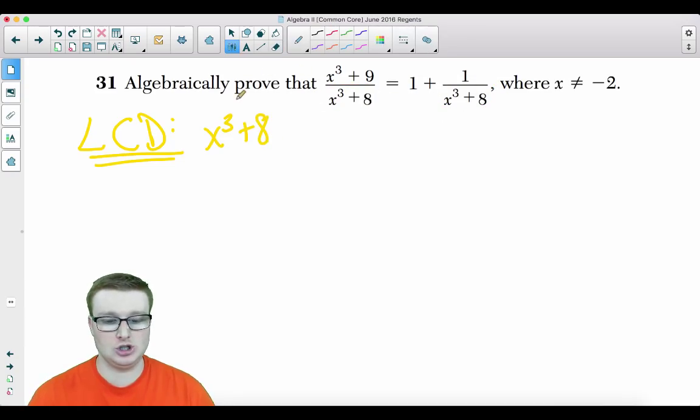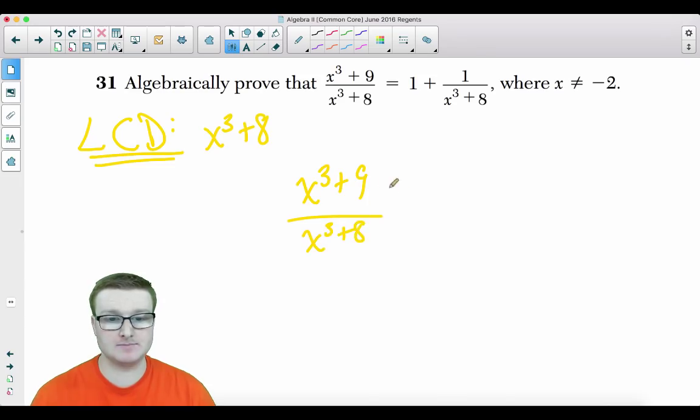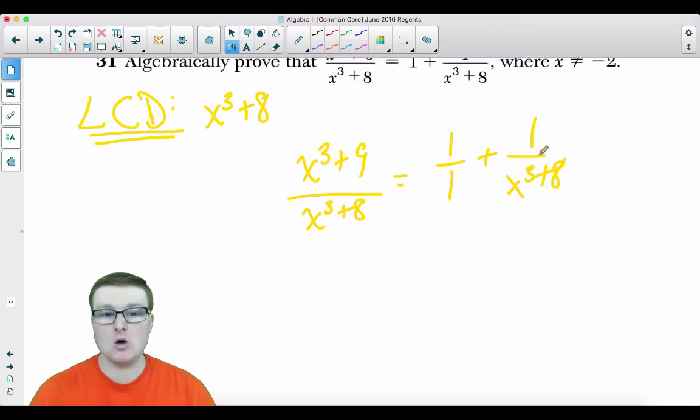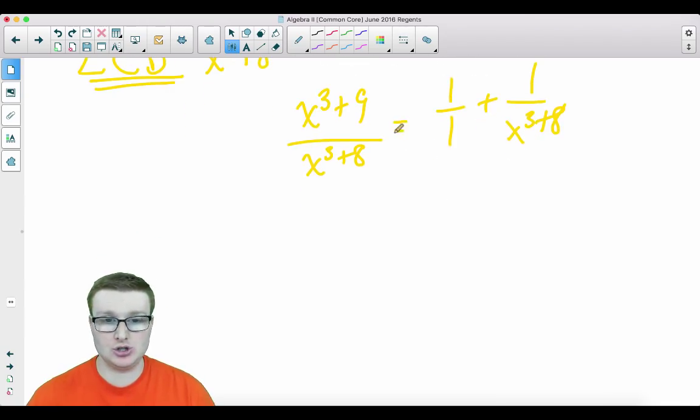Okay. So let's go ahead and do it. So we get x to the 3rd plus 9 over x to the 3rd plus 8 is equal to 1 over 1 plus 1 over x to the 3rd plus 8. Remember what we got to do. We need to multiply whatever fraction does not have an x to the 3rd plus 8 in the denominator.